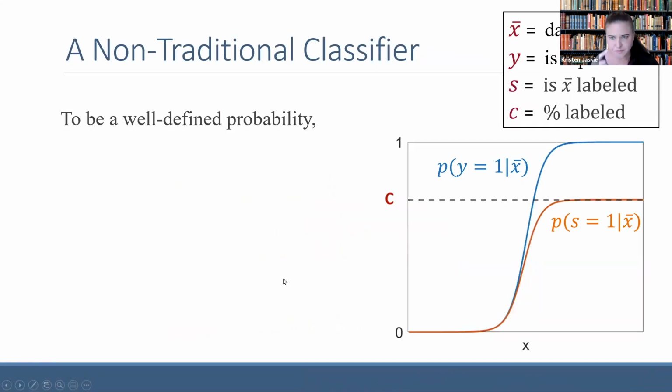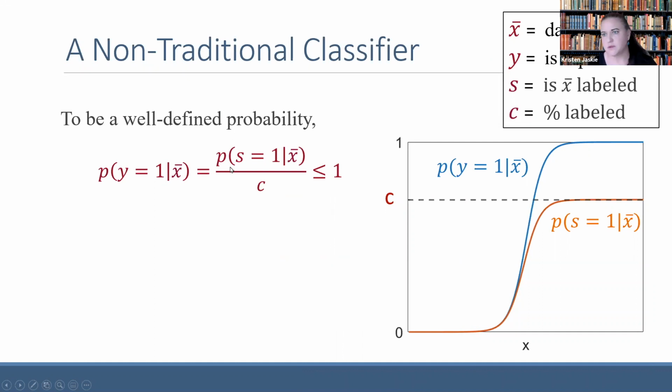Okay, so back to this non-traditional classifier. We have this result. And again, this derivation was on the previous slides, and I'm not going to spend time going over it today. But this is a probability, right? The probability that a data point is positive, given its features. We want to know, is it the probability of it being positive? Well, probability is going to be between 0 and 1. For this to be between 0 and 1, it means that this non-traditional classifier, this probability, actually has to be less than or equal to C. Remember, C is that percent that's labeled, the percentage of positive samples that's labeled. So this doesn't go between 0 and 1. This goes between 0 and C.